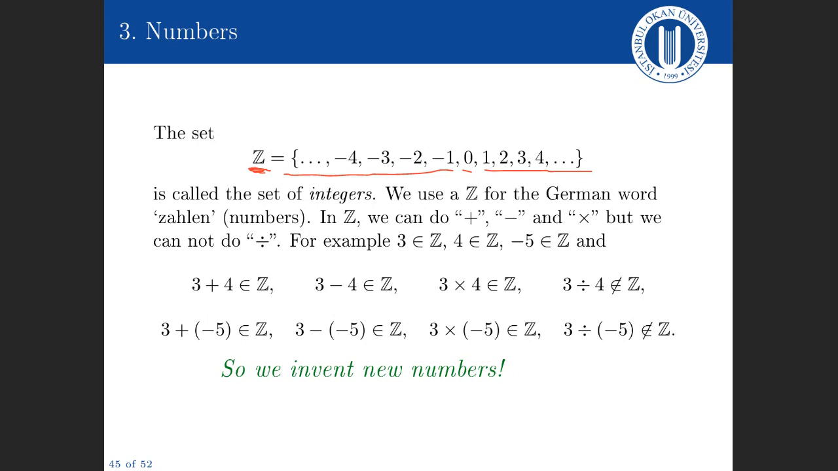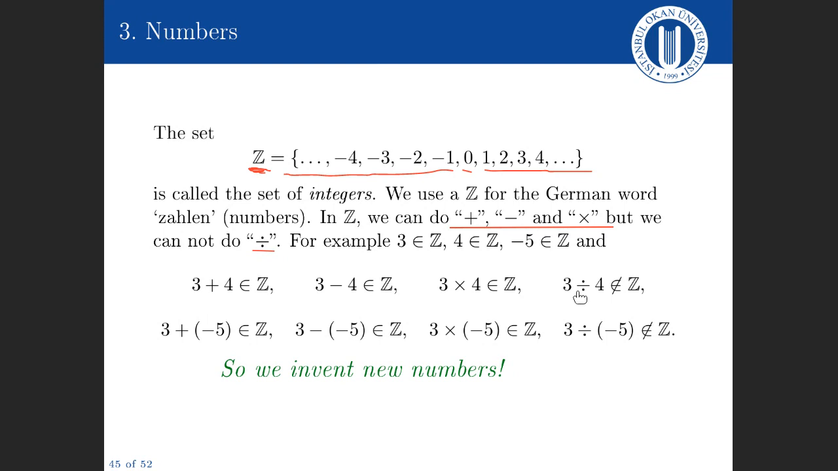What can we do in Z? We can do addition, subtraction, and multiplication, but we can't do division. For example, 3, 4, and minus 5 are integers. We can add them together, 3 plus 4. We can subtract them, 3 minus 4, that's still an integer. Multiply them together, 3 multiplied by 4 is an integer. But if we try to divide them, 3 divided by 4, this is not an integer.